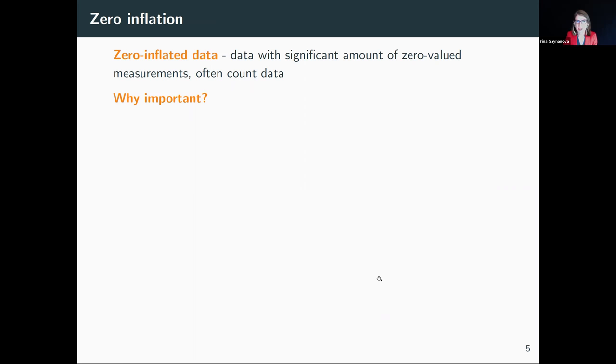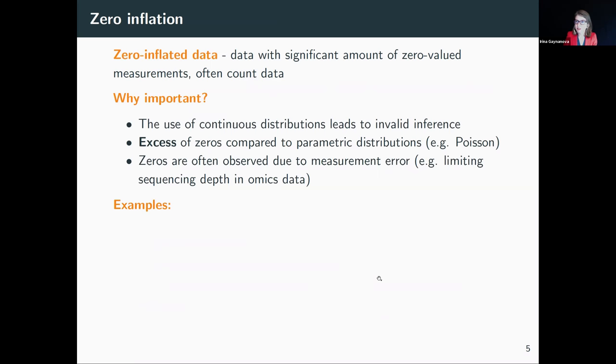So why should we care about the zero inflation? Well, there are several reasons. First of all, because you have a significant amount of zero valued measurements, that means that the chance of observing zero value is not zero. And so if you use a continuous distribution and ignore that, then your inference will be invalid. Secondly, we have an excess of zeros compared to parametric distributions.